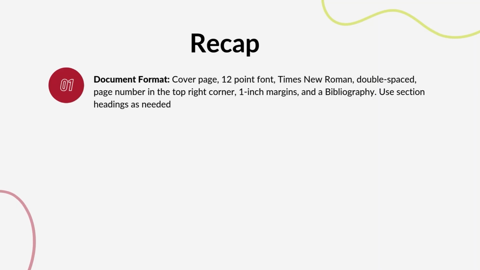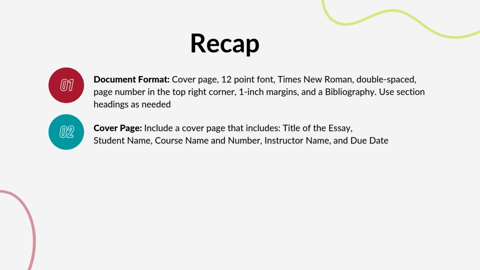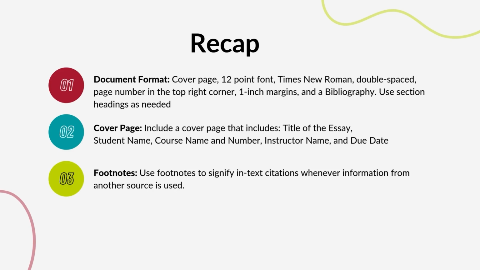Let's recap what we've covered about Chicago Manual of Style. The document should have a cover page, use 12-point Times New Roman font, be double-spaced, have page numbers in the top right corner of the header, 1-inch margins on all sides, and end with a bibliography. Use section headings as needed. The cover page should include the title of the essay, your name, course name and section number, instructor name, and the due date. Footnotes should be used to signify in-text citations whenever information from an outside source is used.